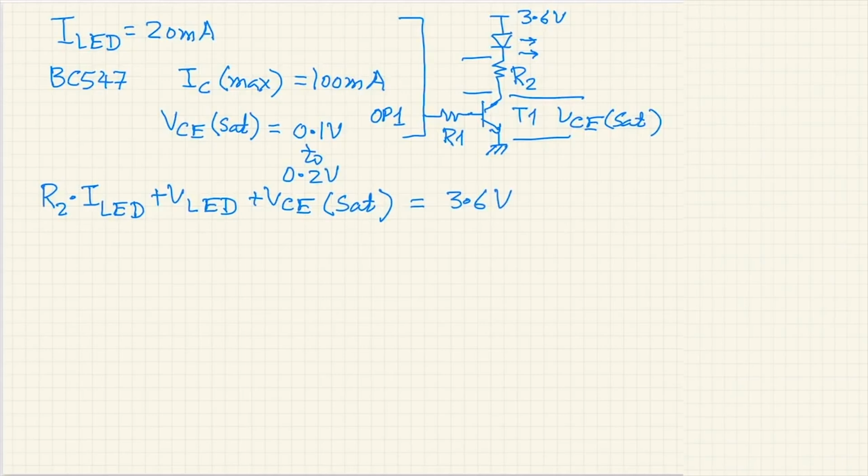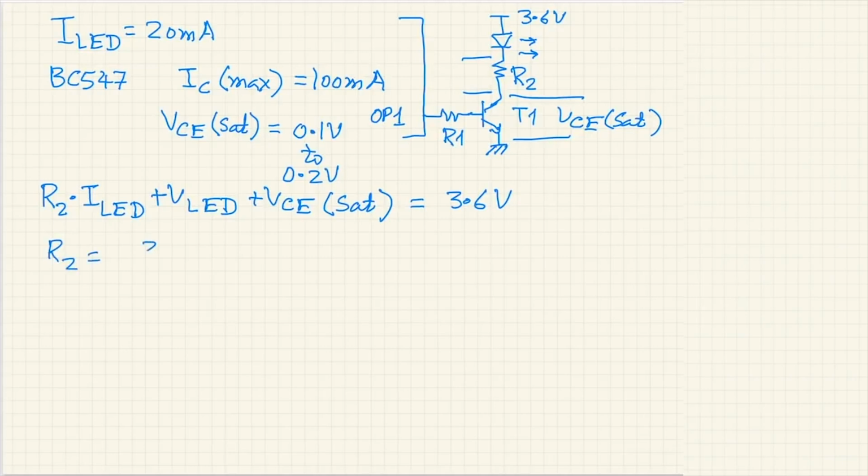Now, what is the voltage drop across an LED? That of course depends on the color of the LED. If we choose a red LED, typically the voltage is 1.6 volts, so we are going to use that as a reference. Of course, for a particular LED that you use, you must find out the forward voltage drop across the LED for the given current, and plug it into this equation. So let us solve this equation for the value of R2.